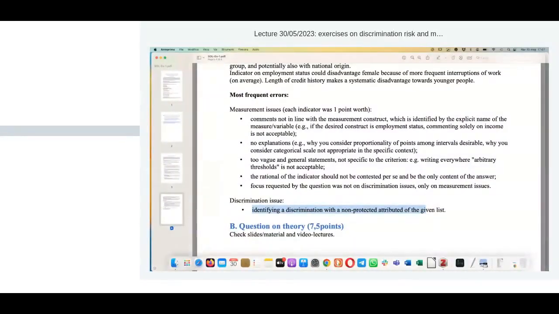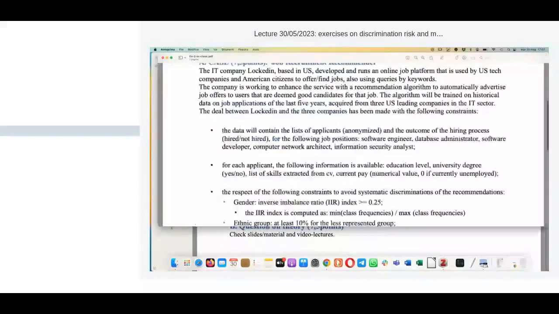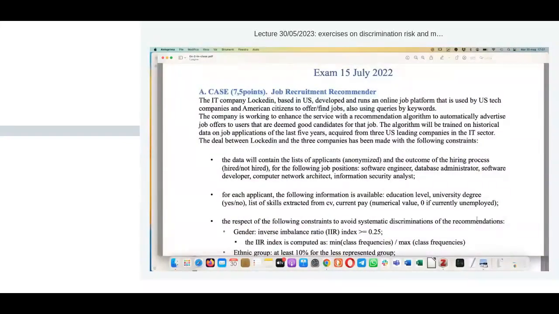Let me take the text of exercise 2. This is more specific on recommendation risk. No measurement issues in this exam.